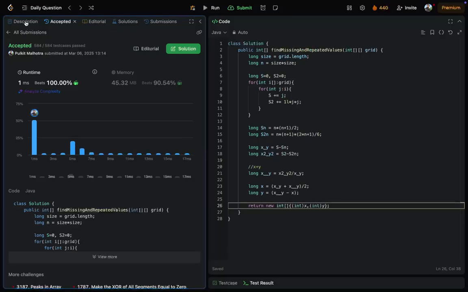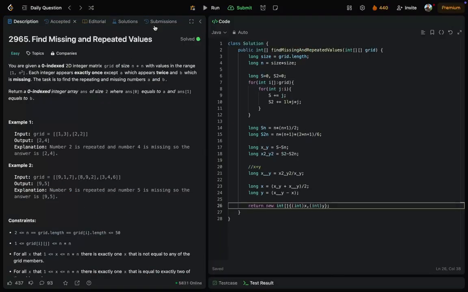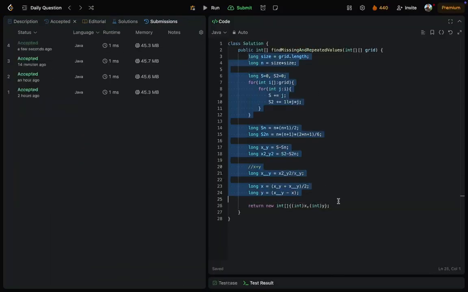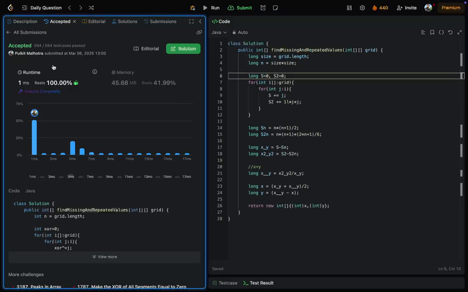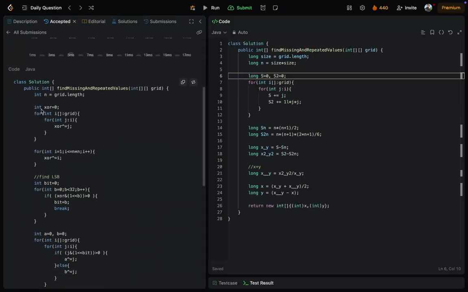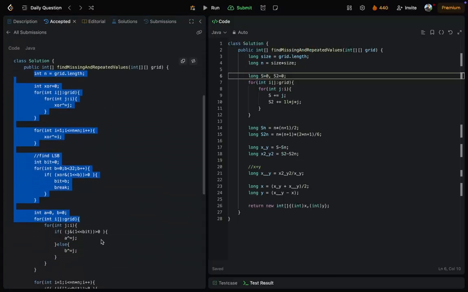And yes, working fine. In this, time complexity is n square, and space is constant. In our previous approach, which is XOR, again the time complexity is n square and space is constant.